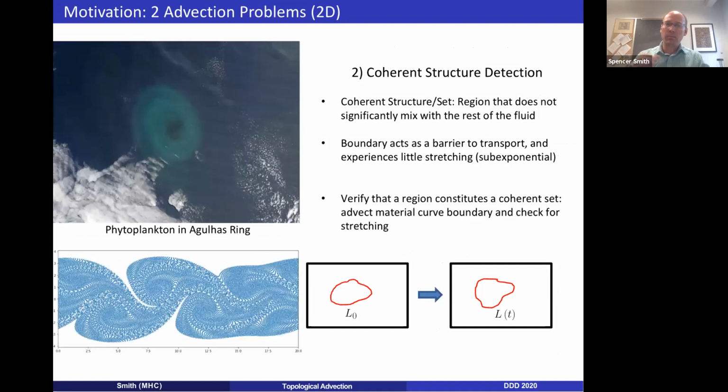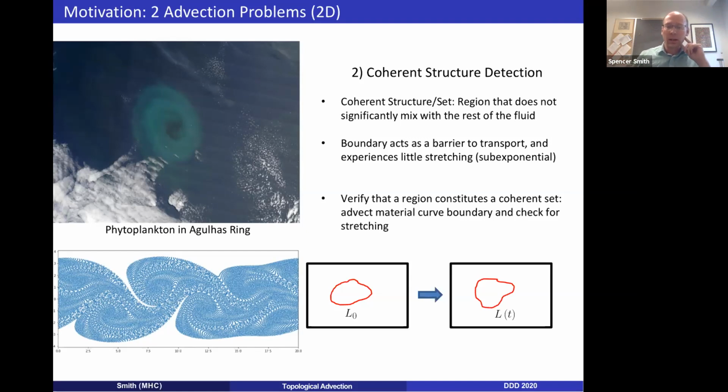Okay, another second problem that you can pose for advection is the idea of trying to detect coherent structures. So I've shown this Agulhas ring, which are these large vortices that are shed off the southern coast of South Africa. And these large vortices entrain passive scalars like oxygen levels, or here you can see there's phytoplankton that are entrained in this vortex. And if you want to be able to detect these, there are a number of different ways, but we want to think about how to detect these in a very general sense.